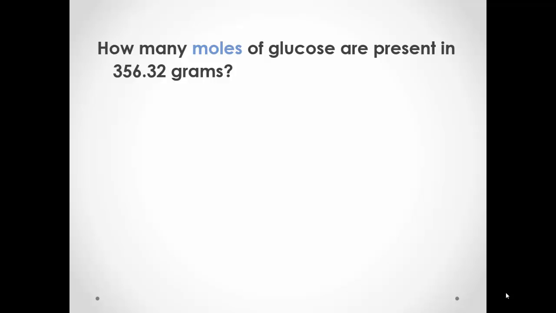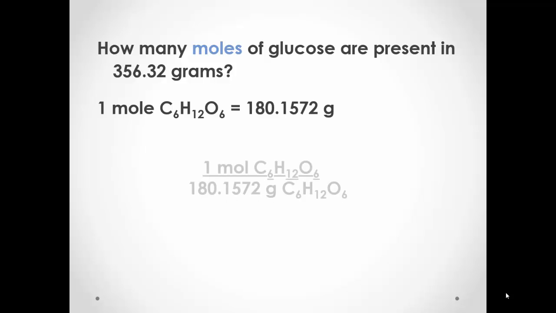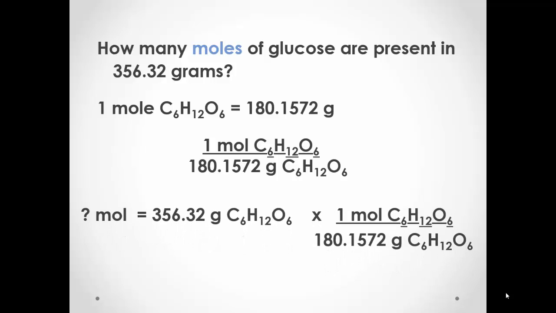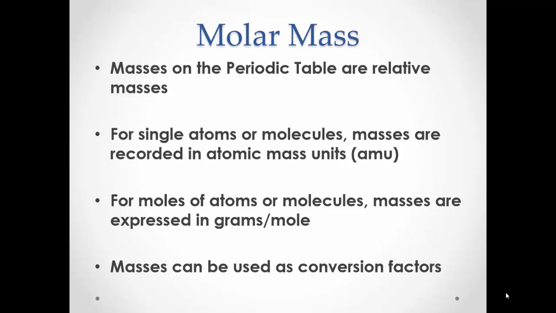What if we actually measure out 356.32 grams of glucose? How many moles would that be? Well, we just found the molar mass of glucose to be 180.1572 grams. Since we know grams and want to find moles, we will use 1 mole of glucose over 180 grams of glucose as our conversion factor. 356.32 grams of glucose divided by 180 grams per mole of glucose gives us 1.9778 moles of glucose.